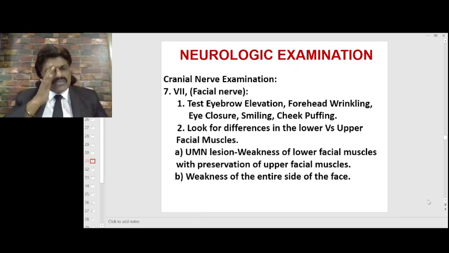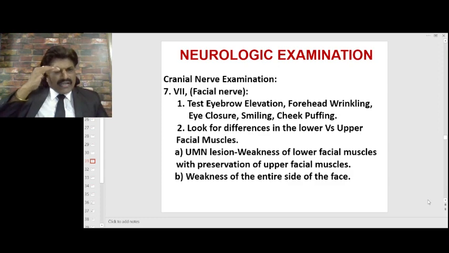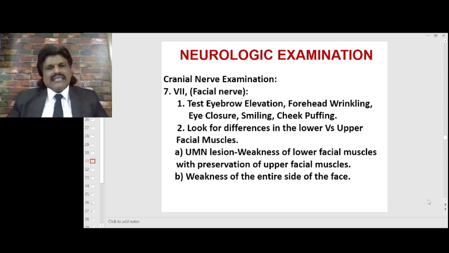Seventh nerve is very, very important, especially when we talk in terms of hemiplegia. So how do we test the seventh nerve? We ask the person to elevate the eyebrow. We look at the forehead wrinkling, eye closure, smiling, and cheek puffing. We should always look for the differences in the lower versus upper facial muscles. In upper motor neuron lesion, there is weakness of lower facial muscles with preservation of upper facial muscles, whereas weakness of the entire side of the face is seen in lower motor neuron lesions.